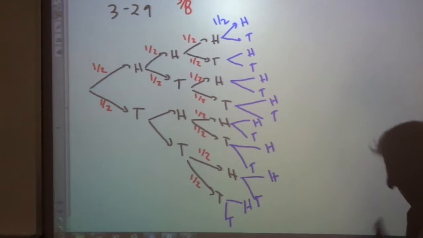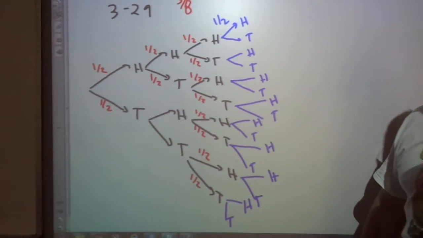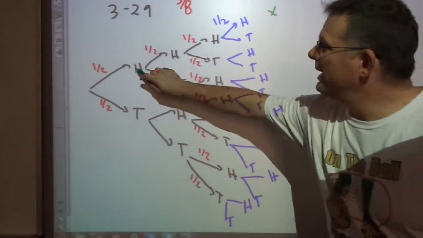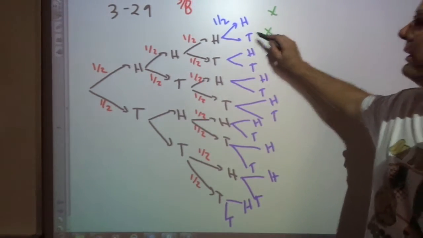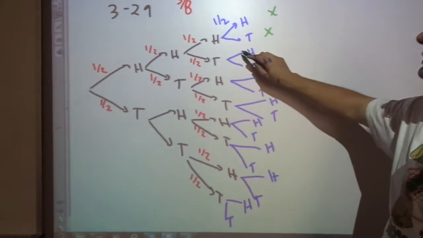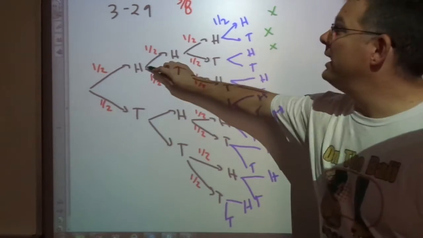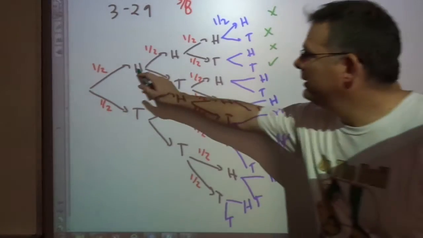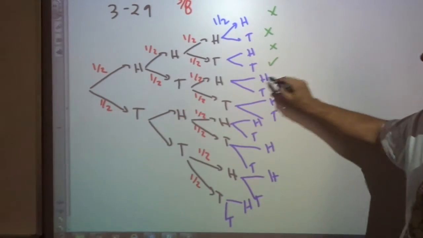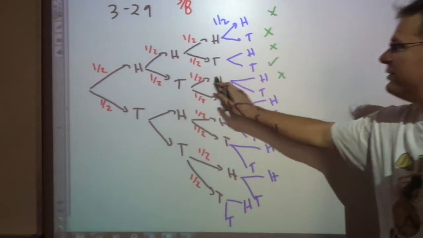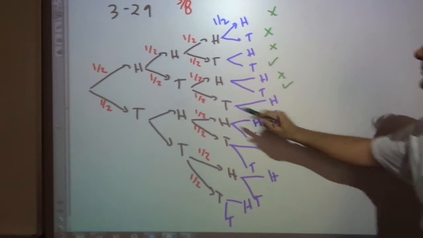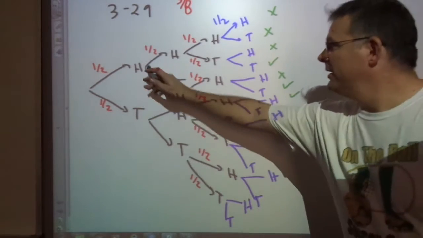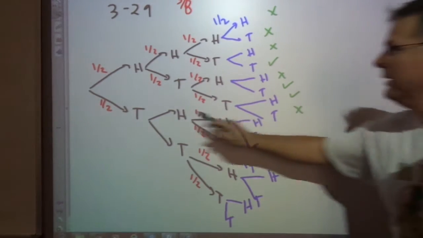Let's look at the ones that have 2 heads in them, and only 2 heads. So not heads, heads, heads, heads. Heads, heads, heads, tails, no, that's 3. Heads, heads, tails, heads, nope. But heads, heads, tails, tails, that's what we want. That's a good one. Heads, tails, heads, heads, no. Heads, tails, heads, tails, that's good. Heads, tails, tails, heads. That has 2 of them. Heads, tails, tails, tails, no.